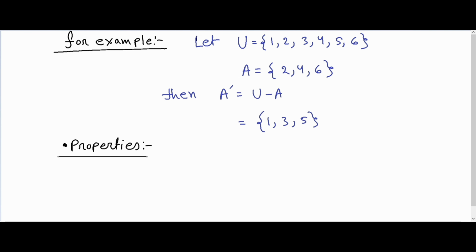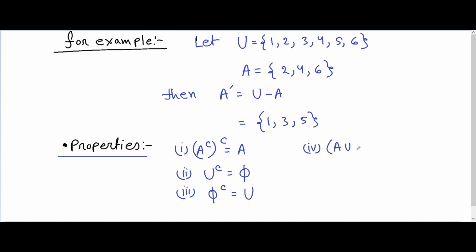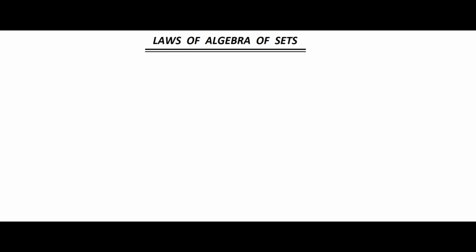Now, the properties of complement: the complement of the complement of a set is the set itself. That means A complement, then complement, equals A. The complement of a universal set is null. The complement of a null set is the universal set. Then the union of A and A complement is the universal set, and the intersection of A and A complement is the null set. Now I am presenting you some important laws and properties of sets and Venn diagrams of sets also.